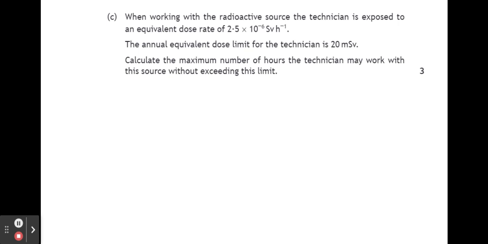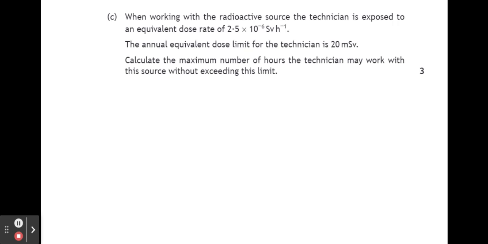Part C. When working with the radioactive source, the technician is exposed to an equivalent dose rate of 2.5 times 10 to the power of minus 6 sieverts per hour. The annual equivalent dose limit for the technician is 20 millisieverts. Calculate the maximum number of hours the technician may work with this source without exceeding this limit.